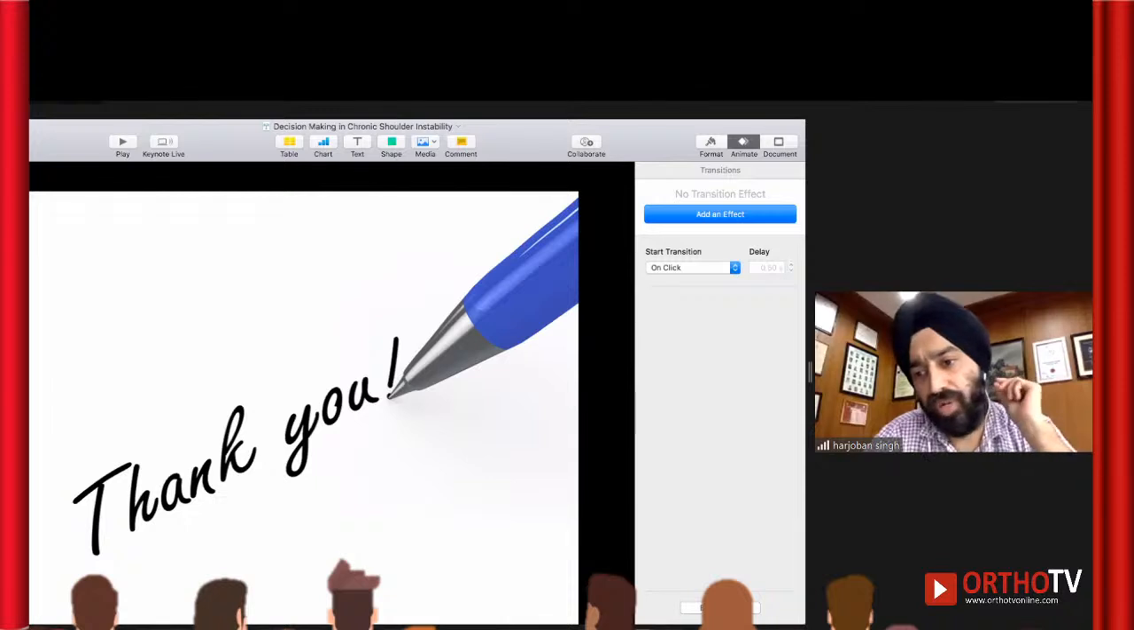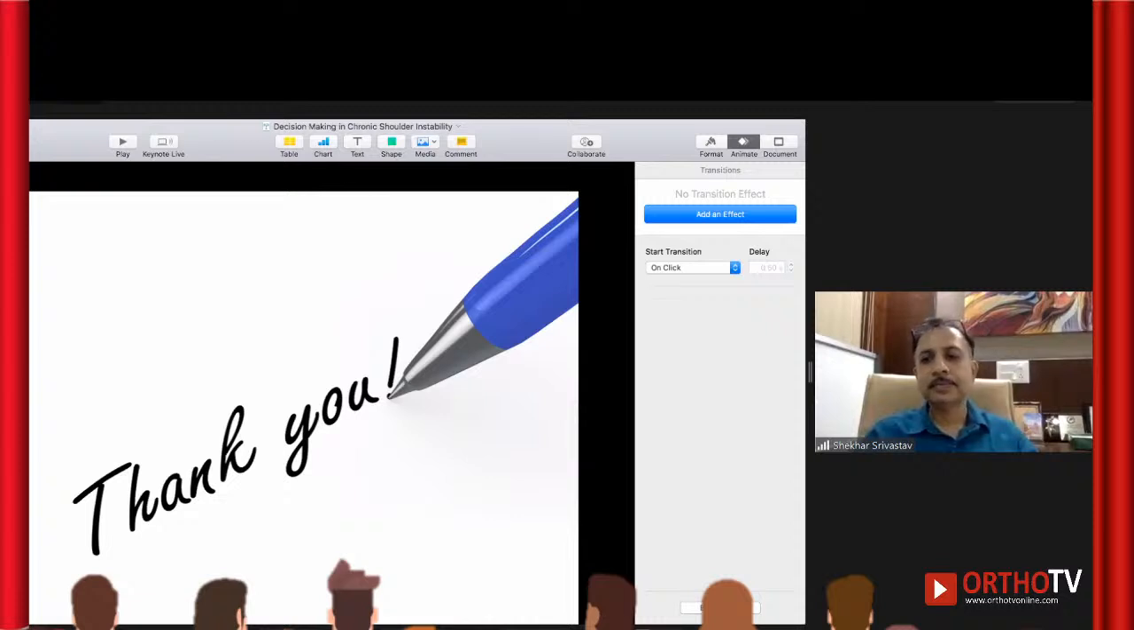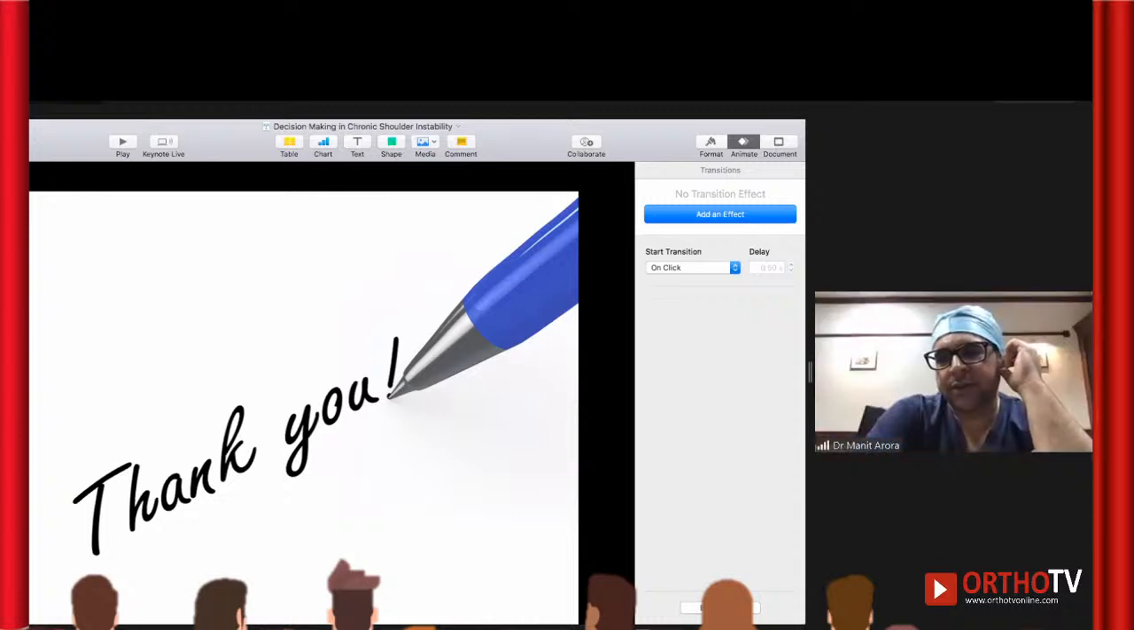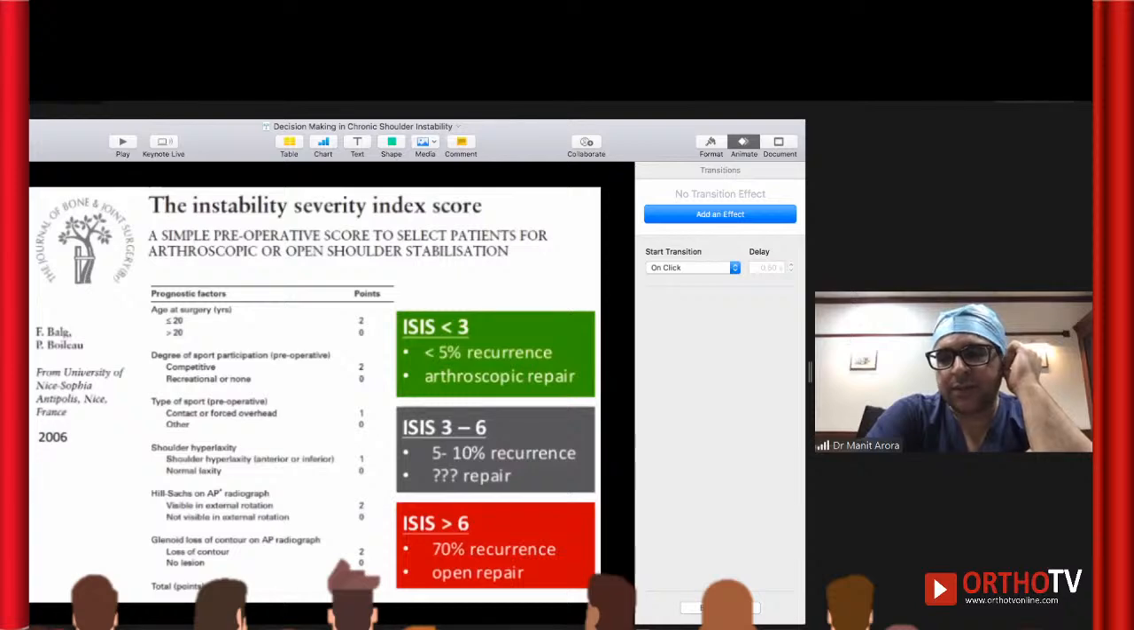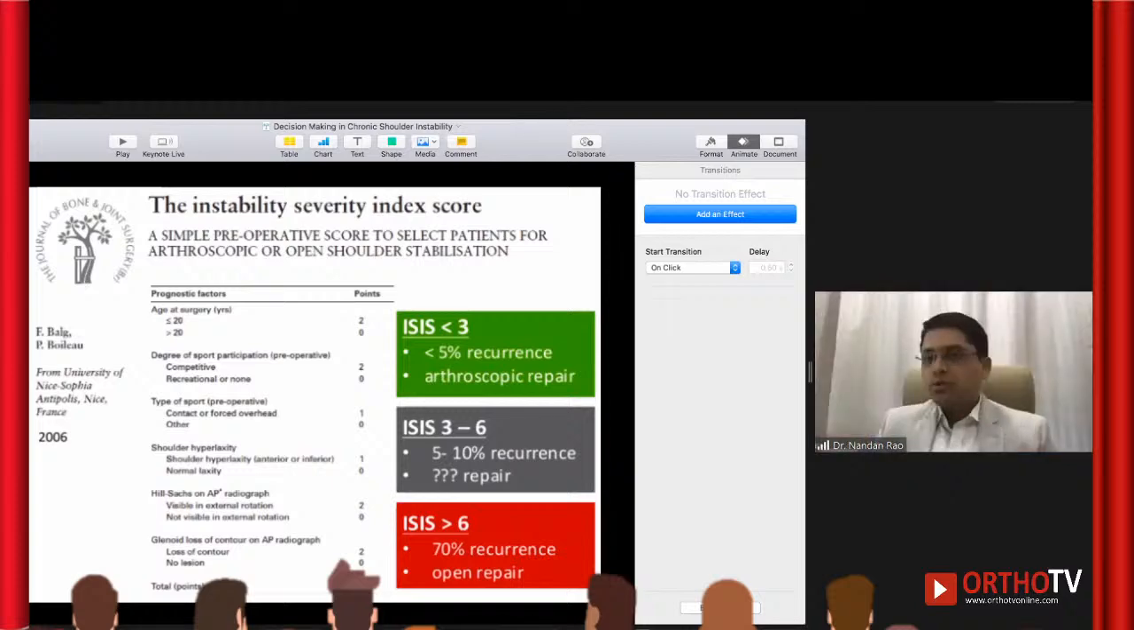Okay. Yes, these are all part of ISIS score as well, the instability severity index score. When you have an athlete versus a non-athlete, just for the audience, how does it influence your decision making? With an athlete, are you more likely to do an open procedure or an arthroscopic procedure? More likely to do an open procedure if it tends towards this 15%, 20% bone loss.